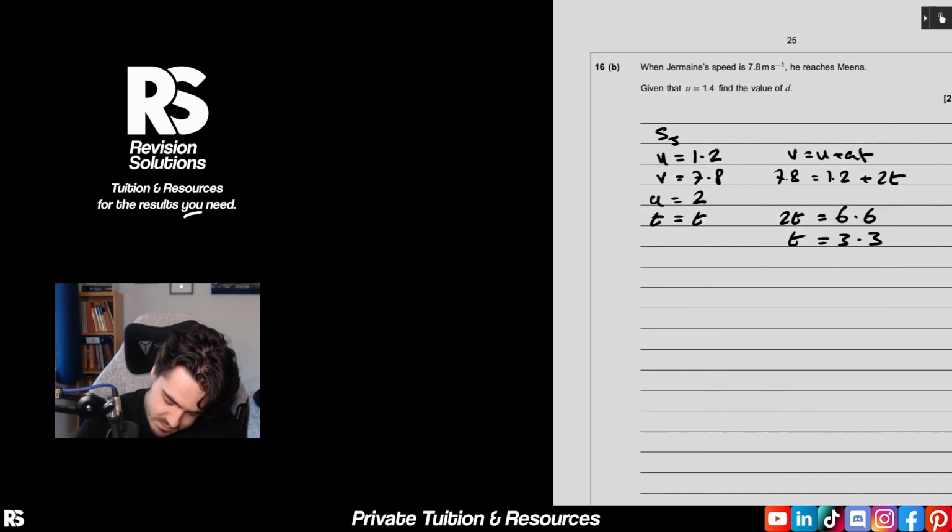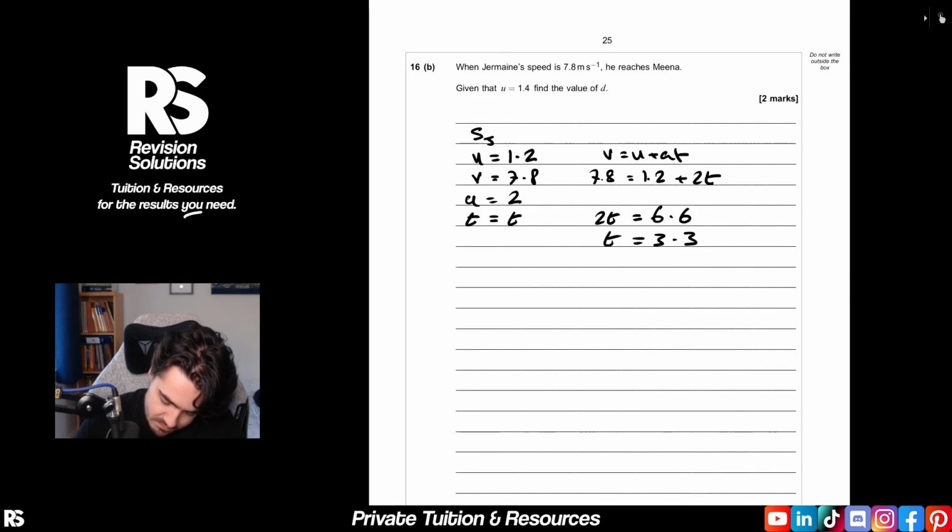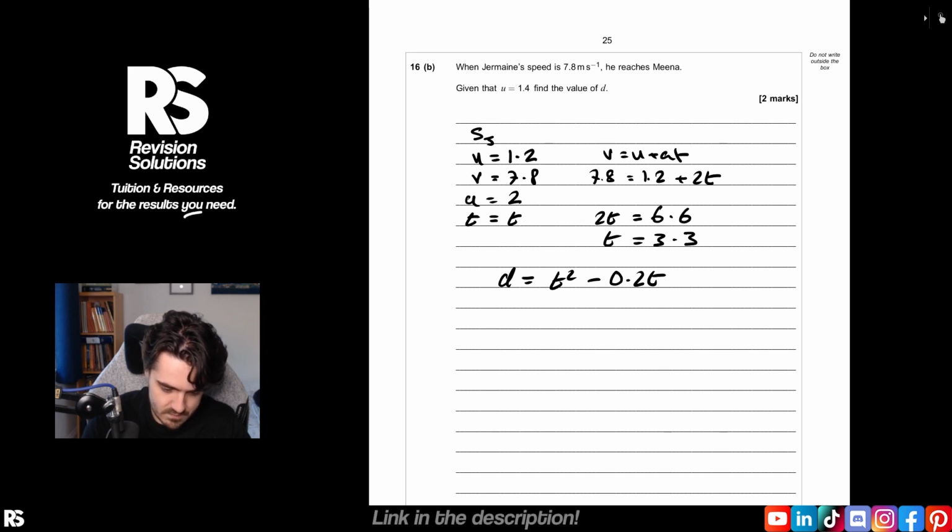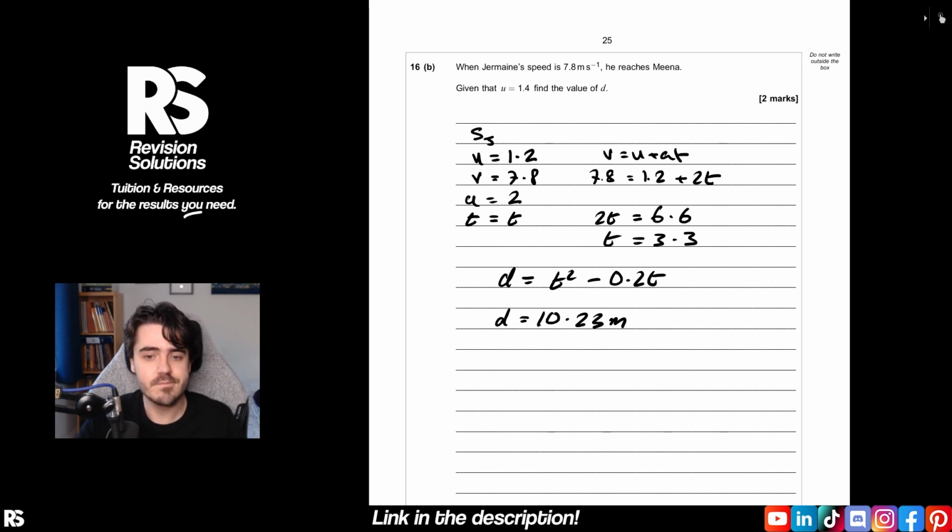And then plugging that into our expression, d is t squared minus 0.2t. And we're setting t equal to 3.3. If we run that through a calculator, so 3.3 squared minus 0.2 times 3.3, that gives us 10.23 for the value of d, and that would be in meters for the distance.